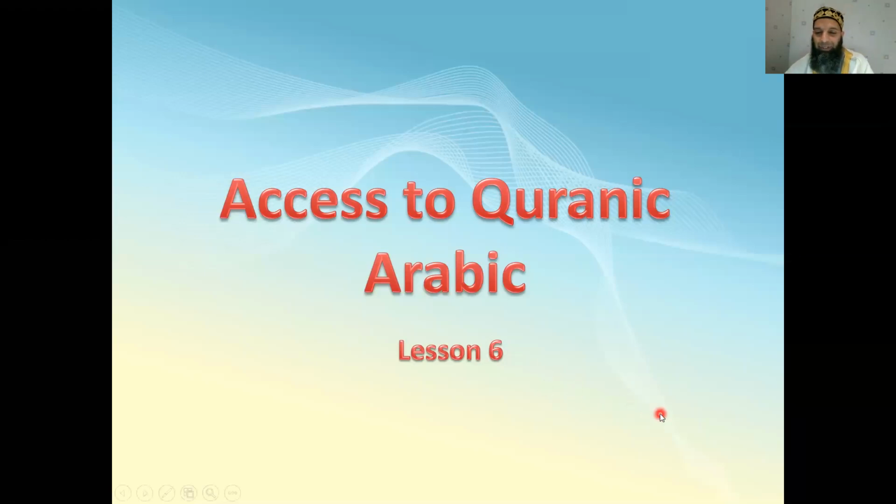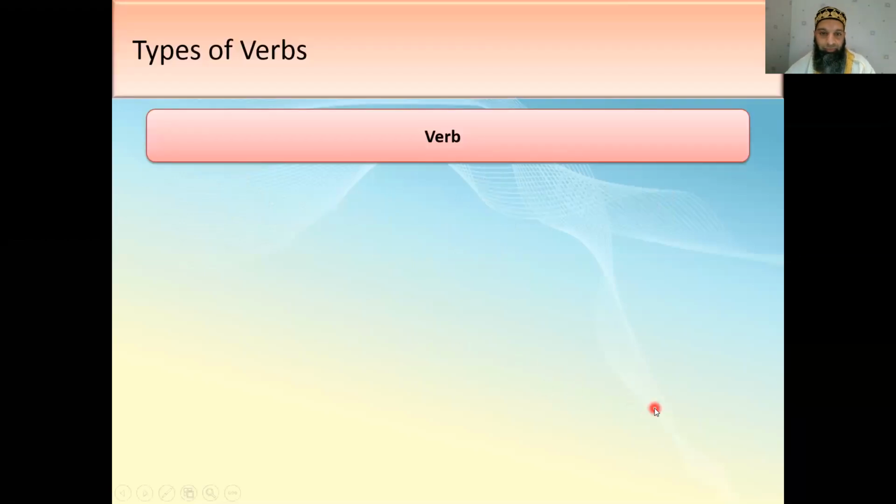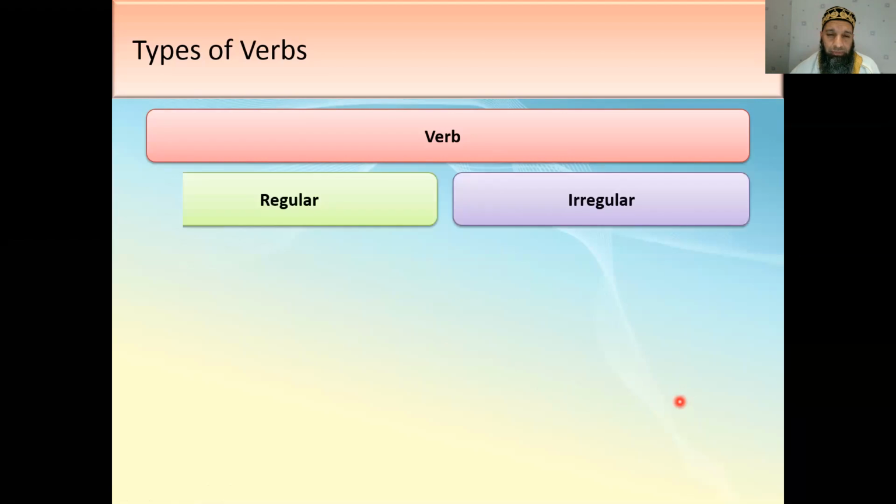Okay, right, so next one now. Verbs. I'm hoping this is a bit of a lighter lesson, inshallah. So, verbs. We're going to learn a bit more about verbs today, inshallah. In Arabic, you have two types of verbs. One type is regular and one type is irregular.